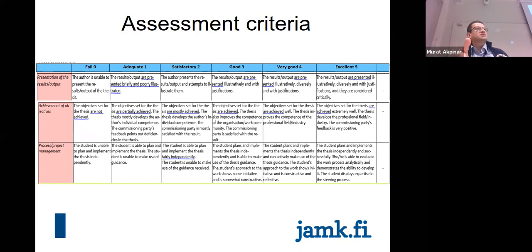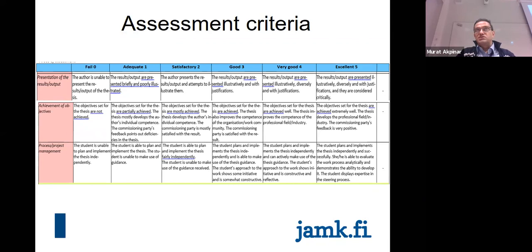We also assess using the assessment criteria, but this is more to help you. When you assess somebody else's thesis, then you learn what you should be doing or not doing. But we take into account the assessment by the employer when we assess achievement of objectives. We cannot judge if the objectives set by the employer have been achieved. So we read what the employer is thinking about the results. So that's important that we take into account when we are putting the grade for this criterion.